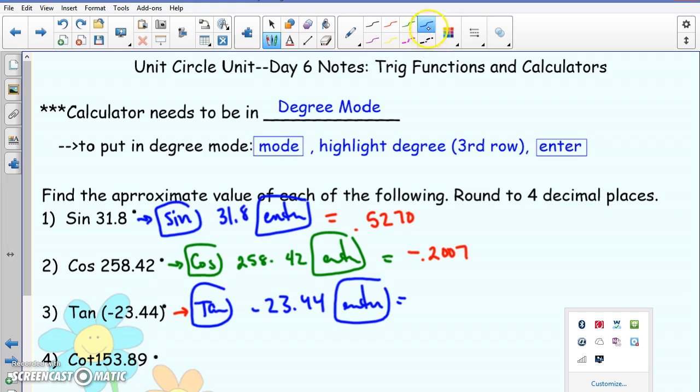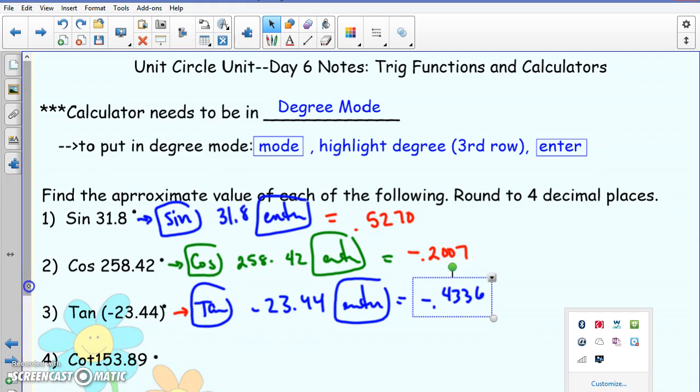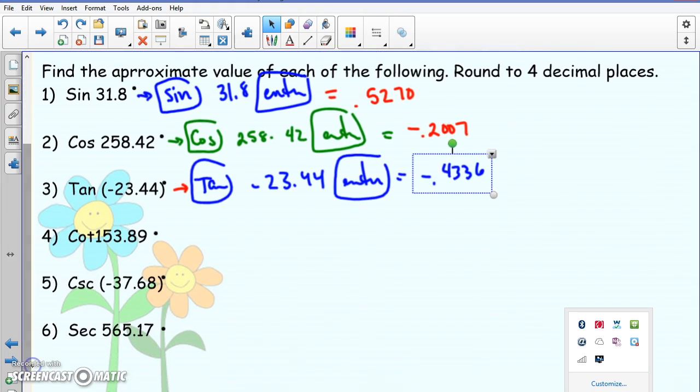And then we get another decimal answer, this time of negative 0.4336. Okay, now once we get to our reciprocal functions, we have a little bit more work that we need to type in. So hopefully we all know who its partner is supposed to be. And since they're reciprocals, remember, you flip it and it's like 1 over whatever that is. So if we wanted to do cotangent, its partner is tangent.